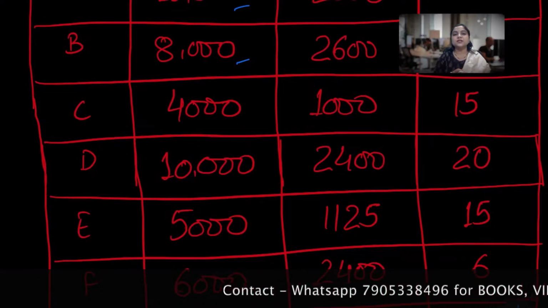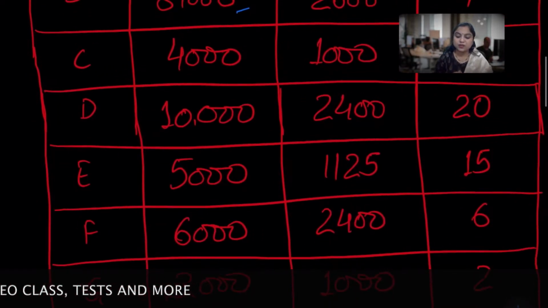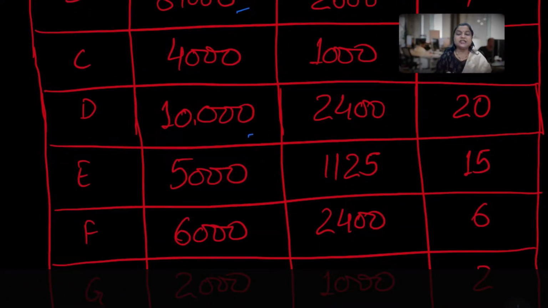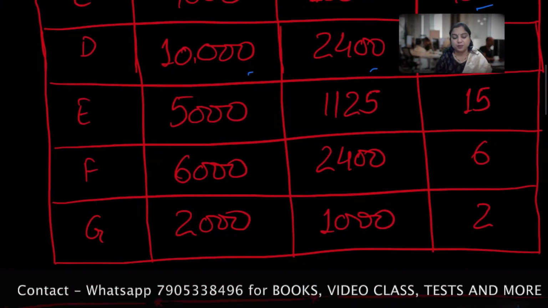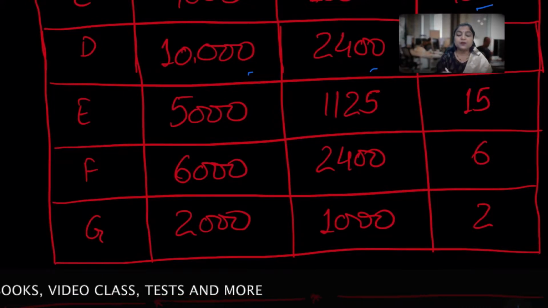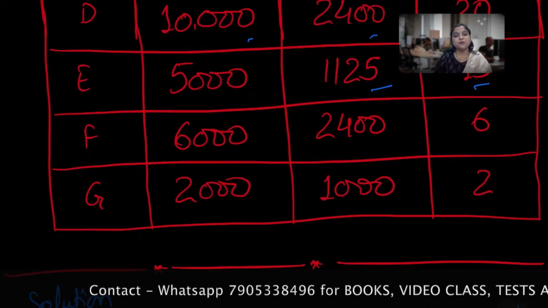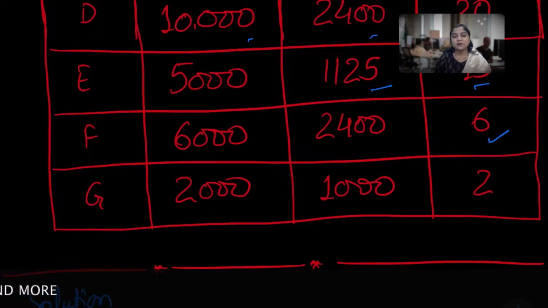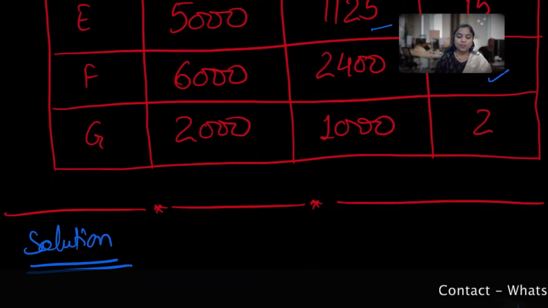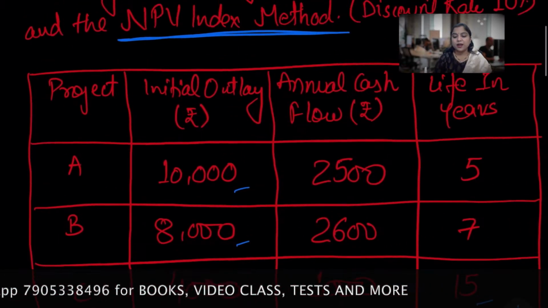Project C, 4,000 is the outflow, and annual inflow is 1,000 with the 15 years of lifespan. Project D with the 10,000 outflow, 2,400 annual inflow with 20 as a lifespan. Project E, we have 5,000 as an outflow, 1,125 as annual inflow, and lifespan is 15 years. We have project F with 6,000 outflow, 2,400 annual inflow with the lifespan of 6 years. Project G, we have 2,000 as outflow, 1,000 as annual inflow, and lifespan is 2 years.